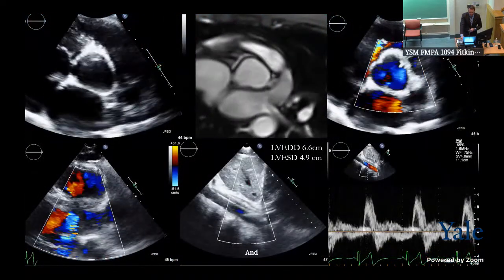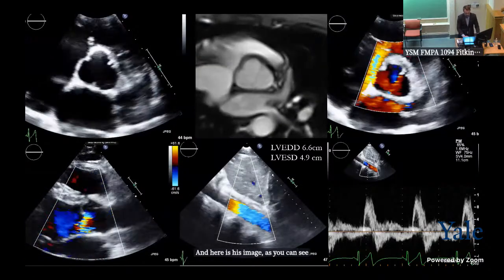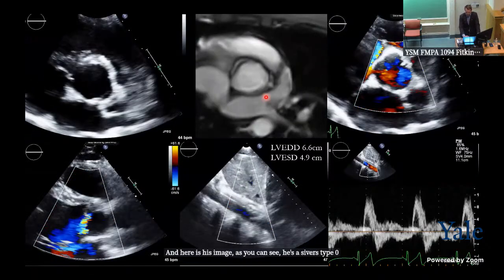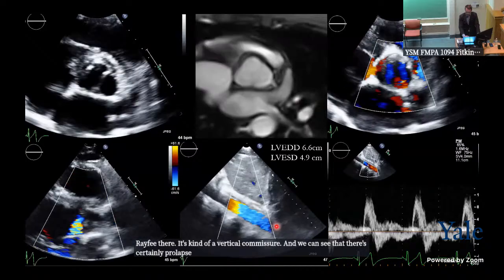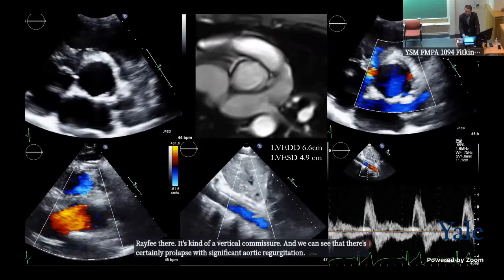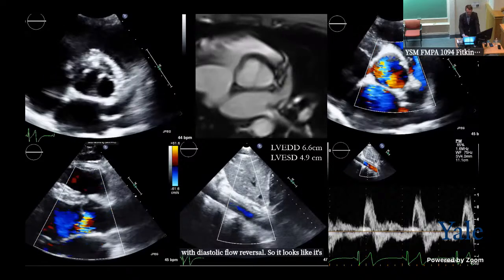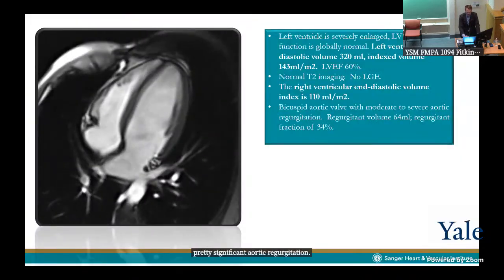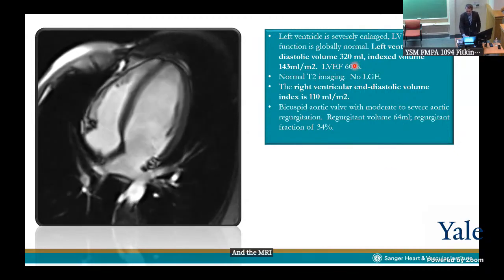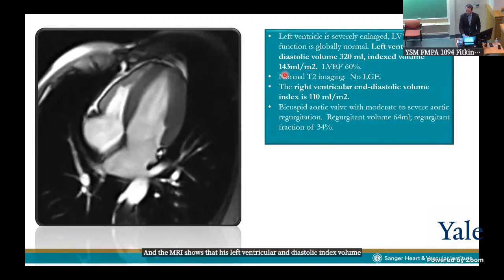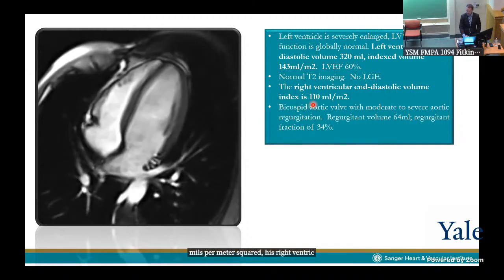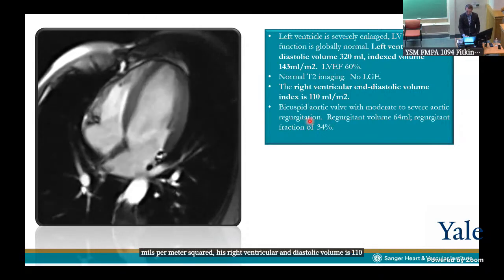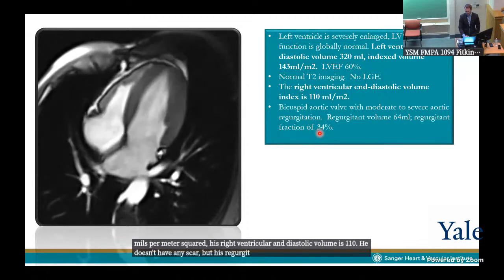And here are his images. You can see he's a Sievers type 0, so there's no raphe there. It's kind of a vertical commissure, and we can see that there's certainly prolapse with significant aortic regurgitation with diastolic flow reversal. So it looks like it's pretty significant aortic regurgitation. And appropriately, he goes on to get an MRI. And the MRI shows that his left ventricular end diastolic index volume is 143 mL per meter squared. His right ventricular end diastolic volume is 110. He doesn't have any scar, but his regurgitant fraction is 34%.